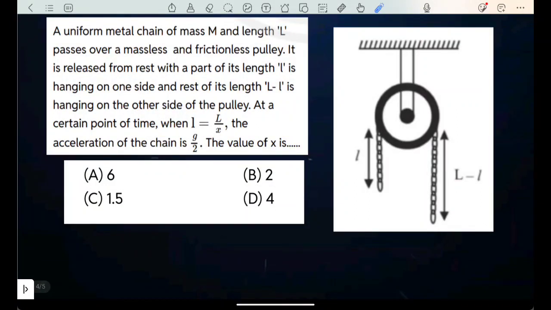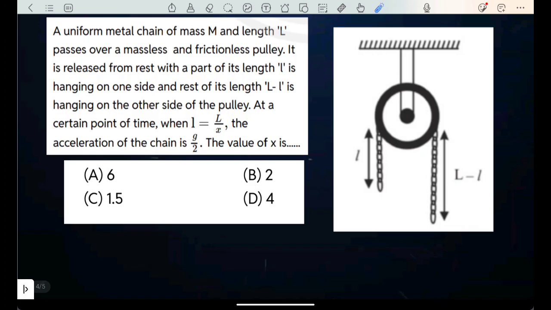Hello everyone. In this video we are going to solve this very difficult looking question. So let us begin. Before I give you the solution, pause the video and give it a try. So I think you have tried it. So let's move to the question.